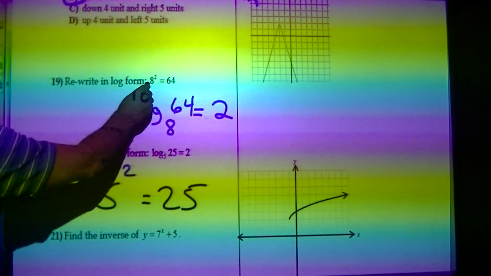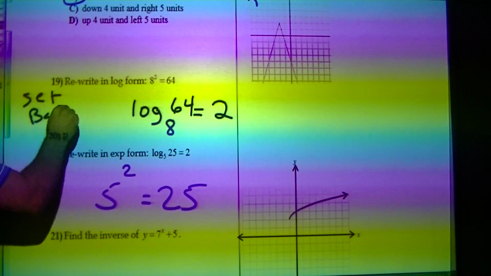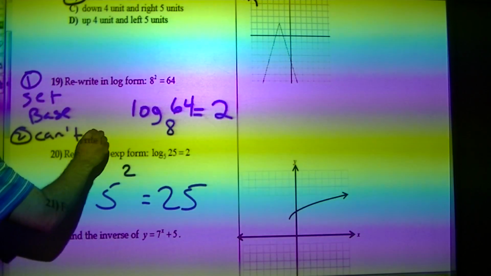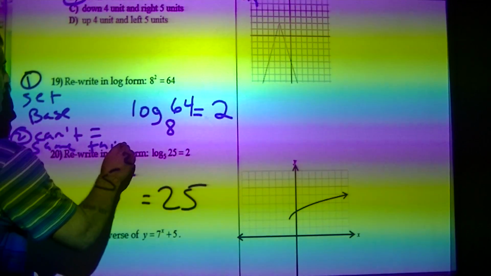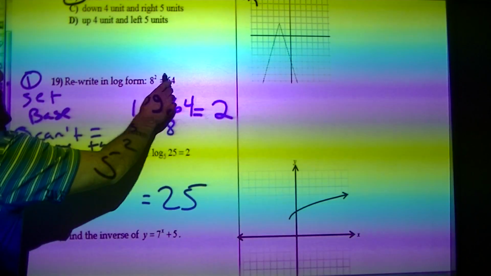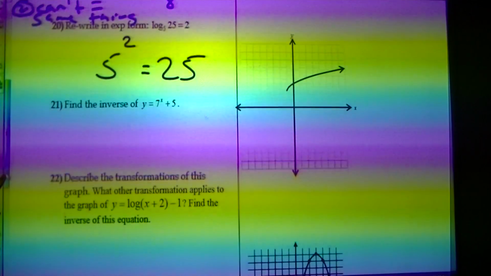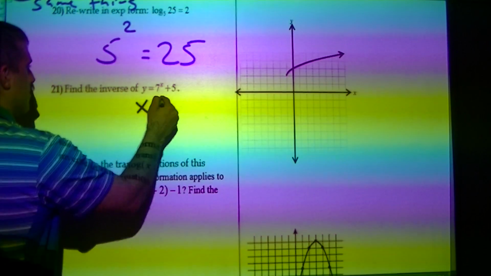Okay, so there's 3 parts to this. Set the base, okay, that's the first thing, and then it can't equal the second thing. Can't equal the same thing. Okay, that should help you figure it out. Can't equal 64, there's only 2 in 64, so 2's got to be the answer. Okay, finding the inverse, okay, so I'm going to switch x and y here.